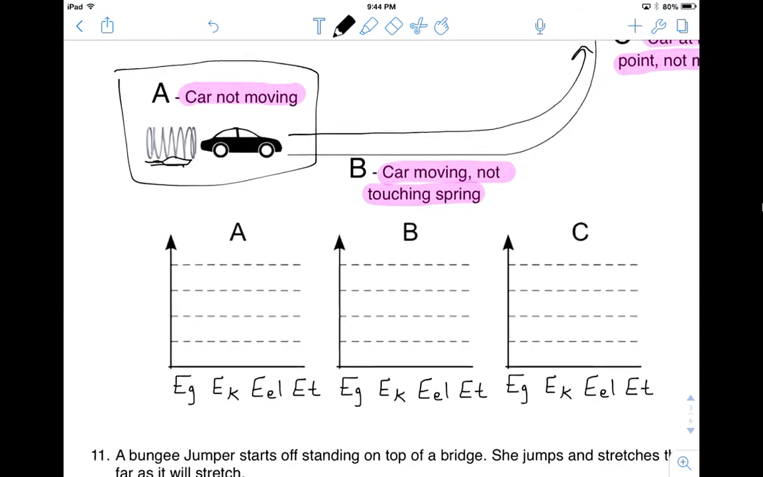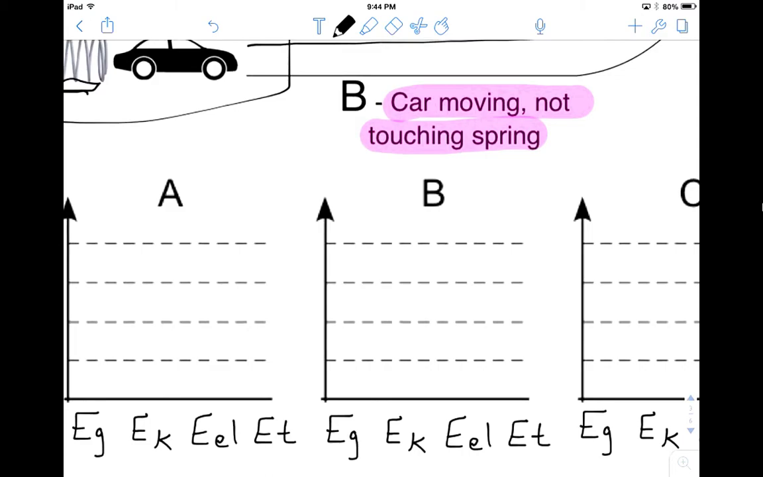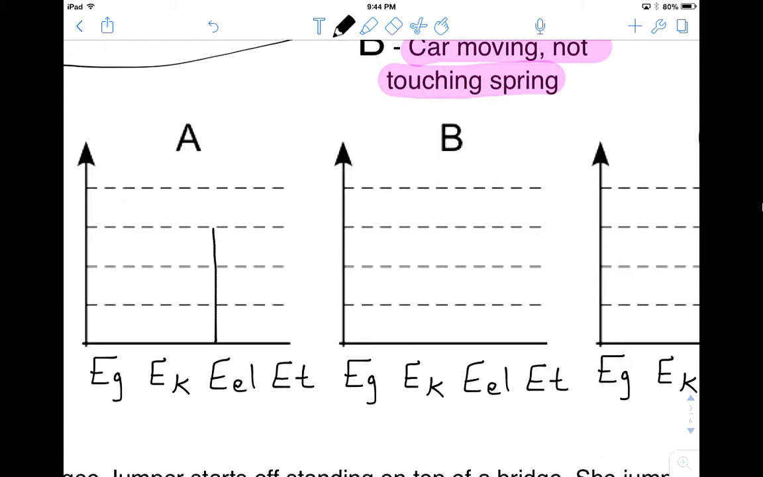Okay, so the car is not moving. I know it doesn't have any height, but it is compressed. Okay, it is compressed against the spring. So here's what I know. This is all EL. Okay, because I can't have any of the other stuff for those reasons I said. I can't have EG because it doesn't have any height. I can't have EK because it's not moving. So it must be EL because it's compressed against that spring.